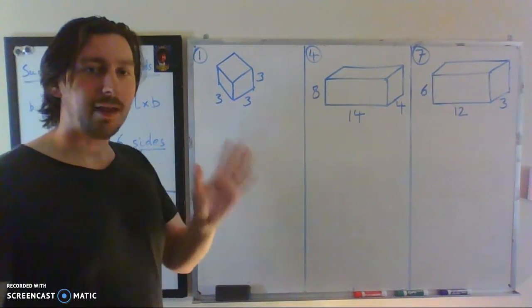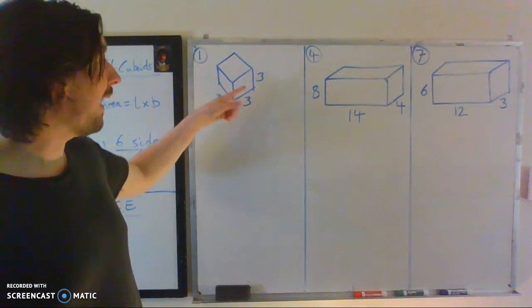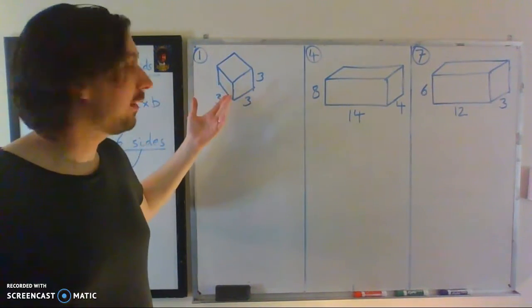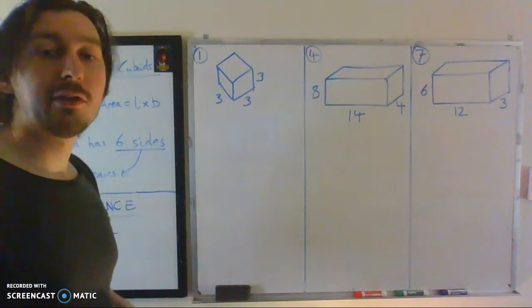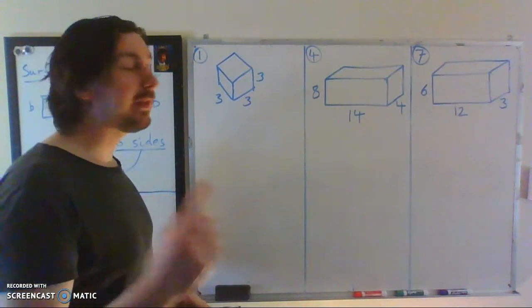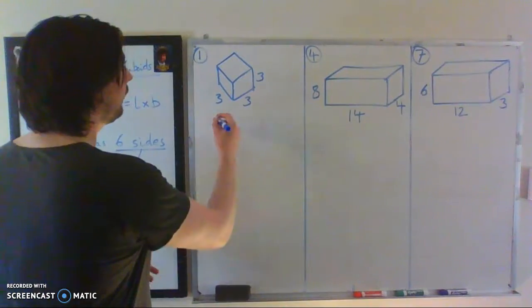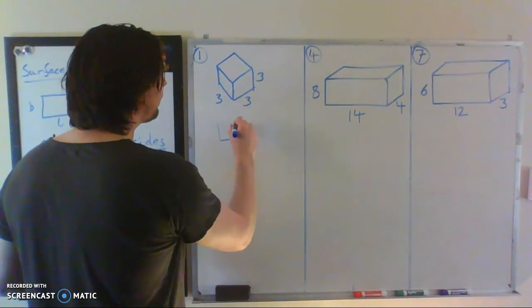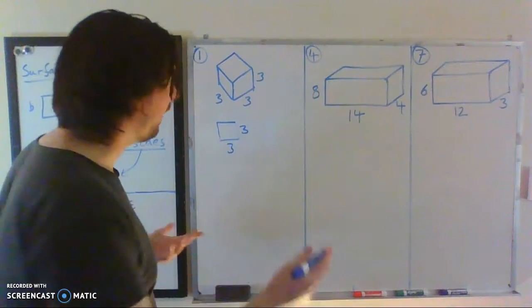There's 6 sides to every cuboid or cube, and for the cube, every side is going to be the same because that's how it is here. You can see 3, 3, 3. So I just need to find the area of one of these squares and then multiply that by 6. So one of these squares, I'm just going to do 3 times 3, 9.